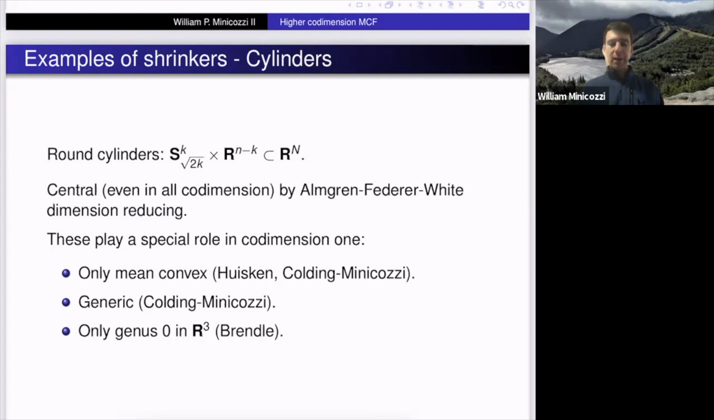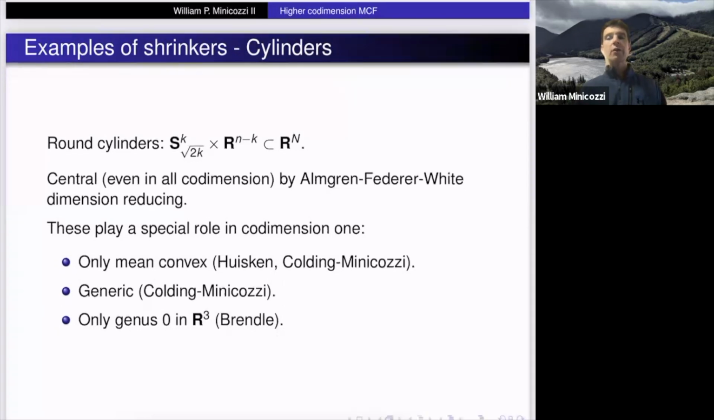The second is, in codimension 1, Toby and I showed that these were the singularities that could not be perturbed away. And the third reason is that in R3, Brendle showed a couple of years ago that these were the only genus 0 singularities. So topological genus 0.